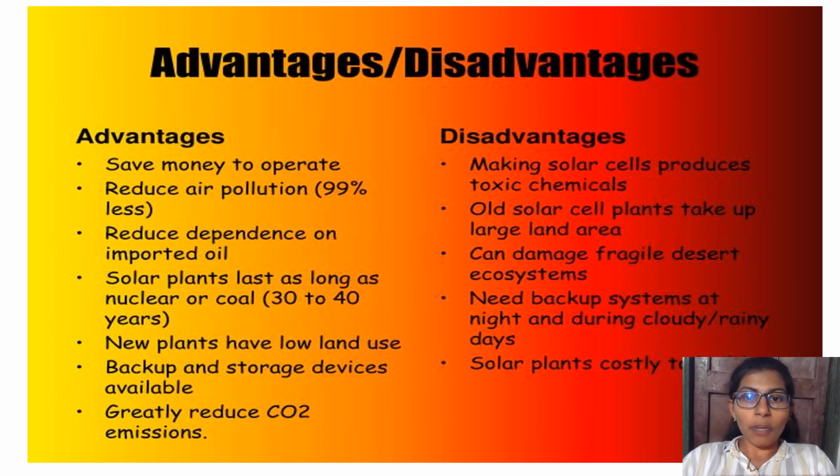Advantages are that it saves money to operate, reduces air pollution, and reduces dependence on imported oil. Solar plants last as long as nuclear or coal, 30 to 40 years. New plants have low land use, and backup and storage devices are available. Disadvantages are that making solar cells produces toxic chemicals. Old solar cell plants take up large land areas and can damage fragile desert ecosystems.